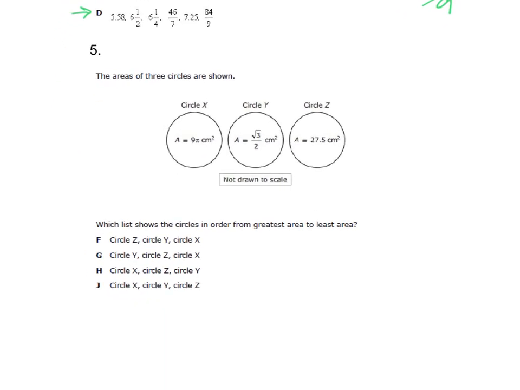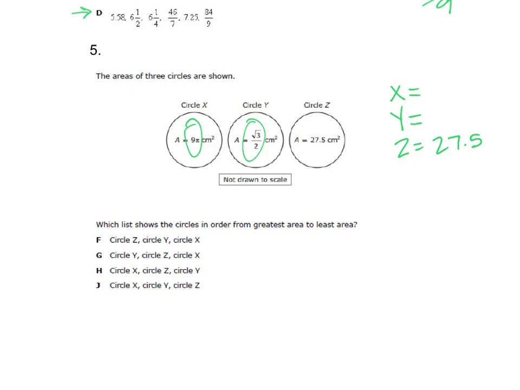Okay, the last one, we have 3 circle areas, and we need to do X, Y, and Z. And so circle X is 9 times pi. Turn your video off and convert all of these. You need to simplify this. You need to simplify this. And then this one is just 27.5. So go ahead and turn it off.